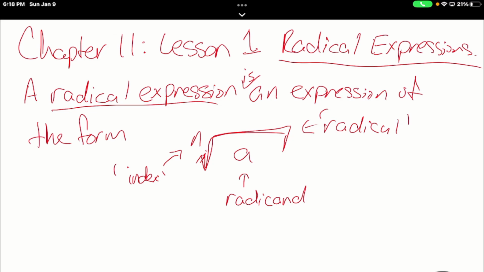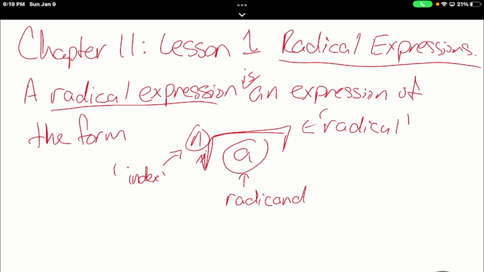So I do ask on one of the problems for you to identify the radicand and the index of given radical expressions. Very, very simple to do so long as you follow this format. The little number that corresponds right here is the index. What's inside of the radical is called the radicand. I'll give you a minute to soak that in. There is one other aspect that I want to dive into before I get into more complicated radical expressions and how we're going to use them.